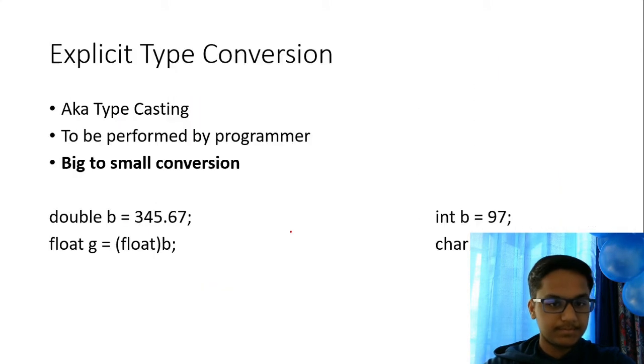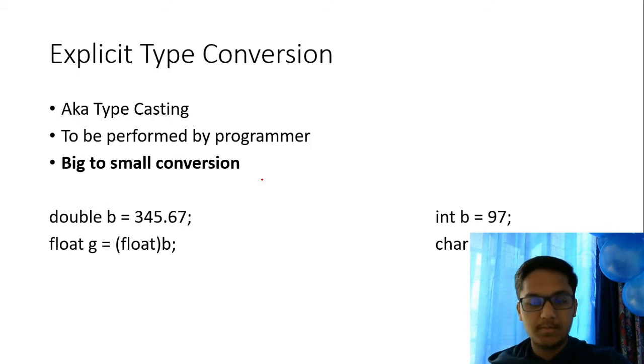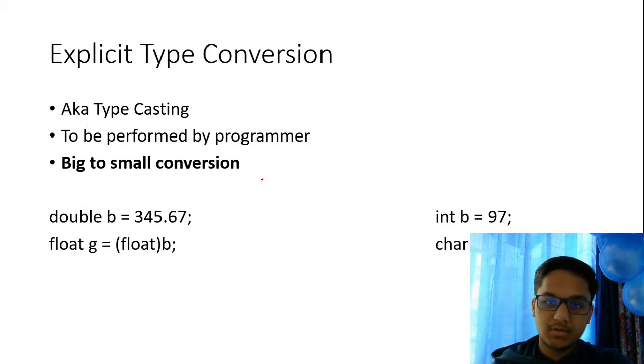Now we'll be looking into explicit type conversion. As the name suggests, this is also known as typecasting. In this particular type conversion, the programmer has to do it. It does not happen implicitly. The programmer has to do it explicitly. And it's basically a conversion from a larger data type to a smaller data type. So you can see how it's completely opposite of implicit type conversion. Implicit happens on its own, while explicit the programmer needs to do.